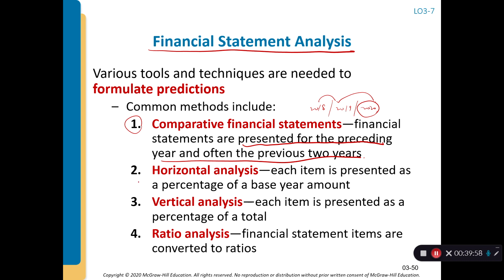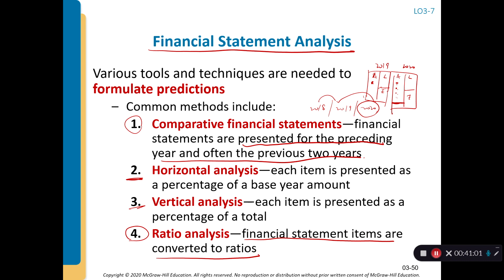You can also conduct horizontal analysis, which means each item in the financial statement is presented as a percentage of the base year amount. So this is 2020, and you look at 2019. If you use 2019 as the base year, then for each item, say cash, you take the cash now minus the cash before, and divide by the cash before. And vertical analysis means each item is presented as a percentage of the total. Basically, you have total assets here, and for each item you compare how much it is of the total. And then ratio analysis is where financial statement items are converted to ratios, and we will talk in detail about what kinds of ratios matter here.